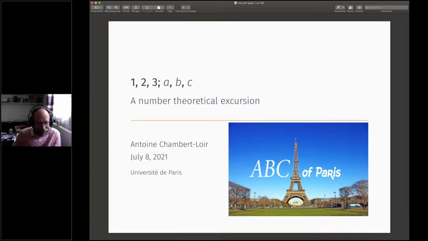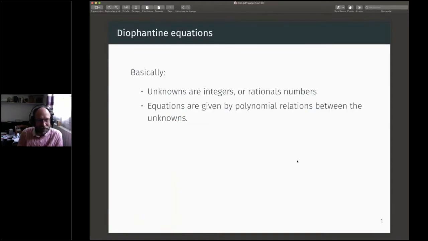So it's not intended as a proper course like the one you could have during the academic year, but rather a mixture of explanation of some phenomena in number theory and with glimpses of historical remarks. So the general theme is Diophantine equations. It's the kind of equations which are given by polynomial relations between the unknowns, and the unknowns are assumed to be either integers or rational numbers.